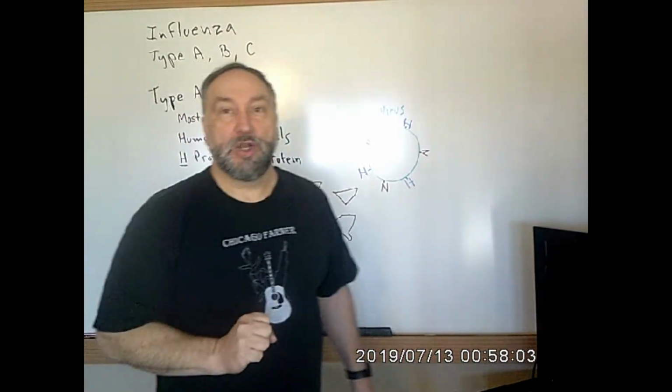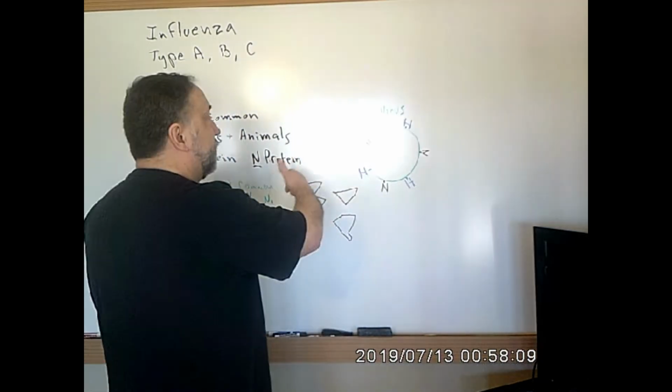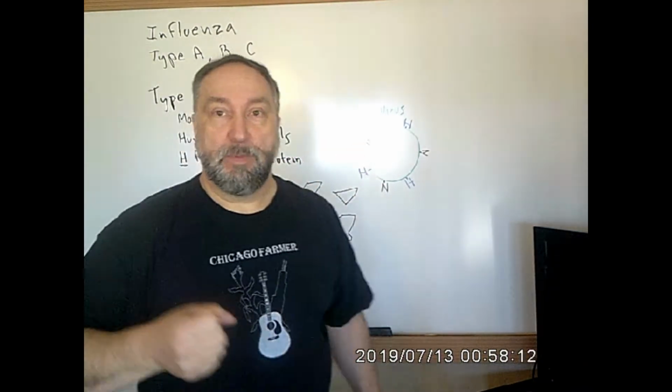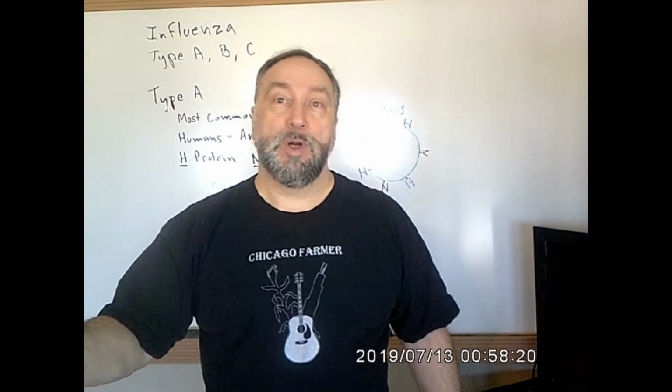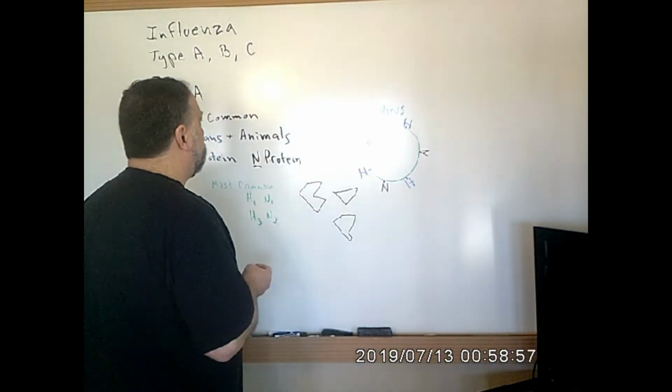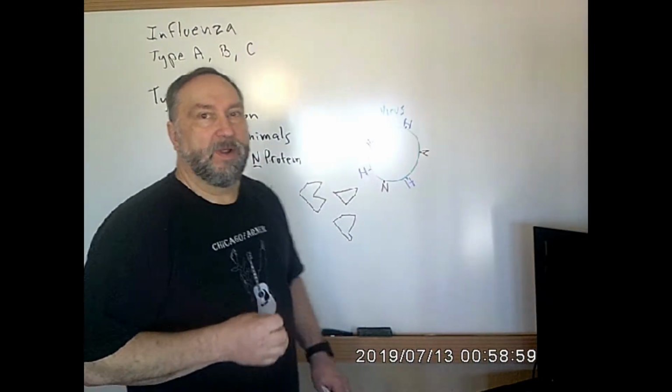Now we'll go on to talk about influenza B. Influenza B also has the H and the N protein, the H protein and the N protein. Influenza B, though, doesn't have so many variables in it, so they don't bother naming them, H1N2 or whatever. That's just influenza B. And influenza B is found only in humans, right? Not as common as influenza A.